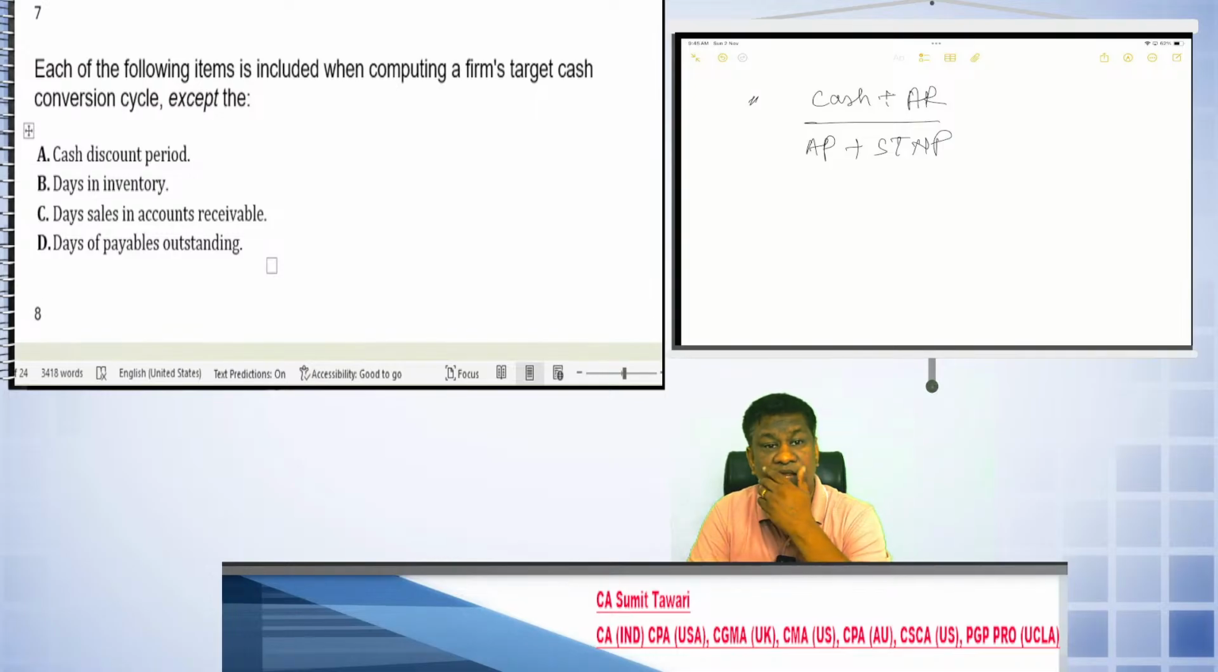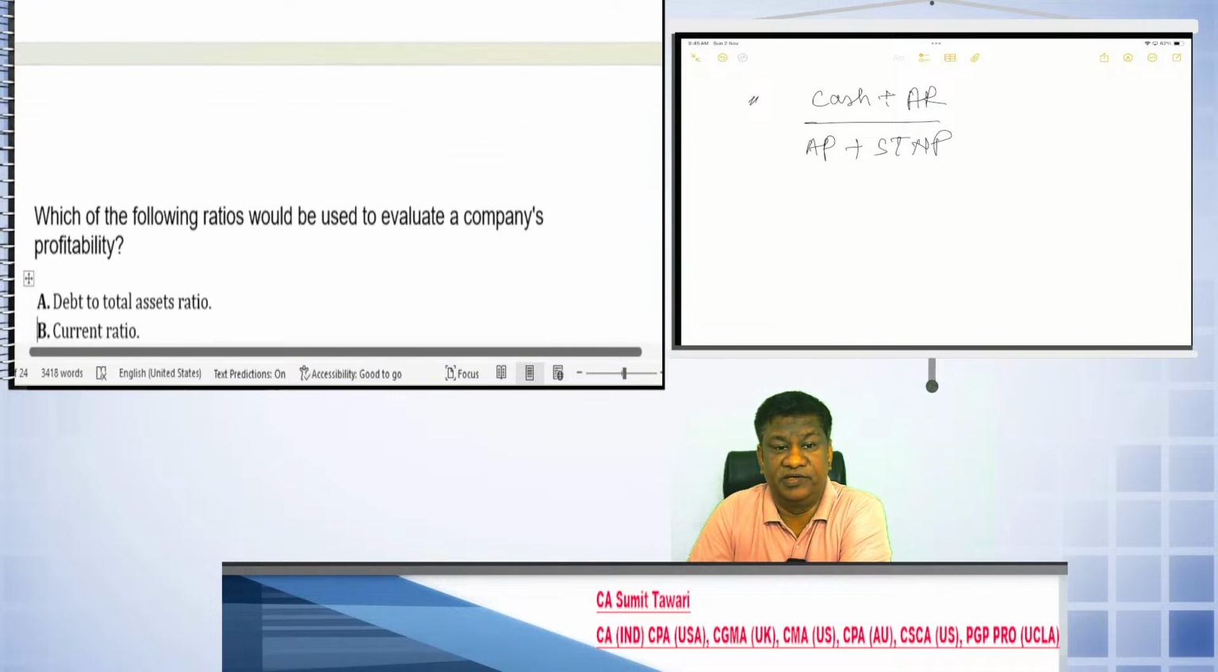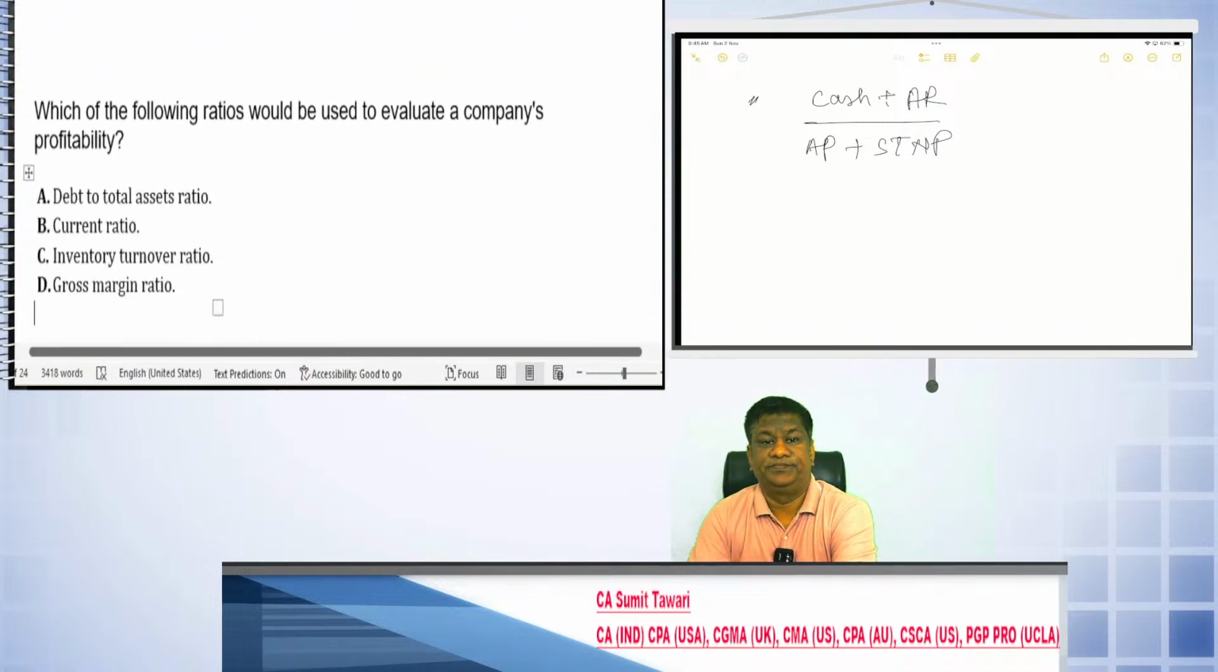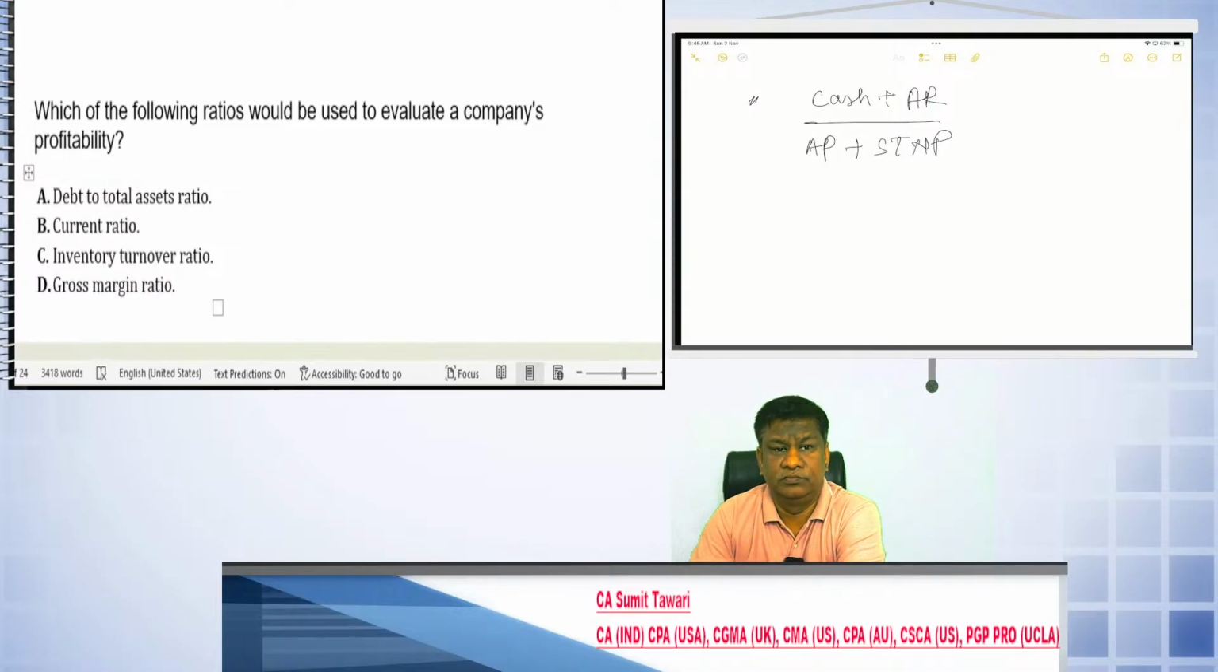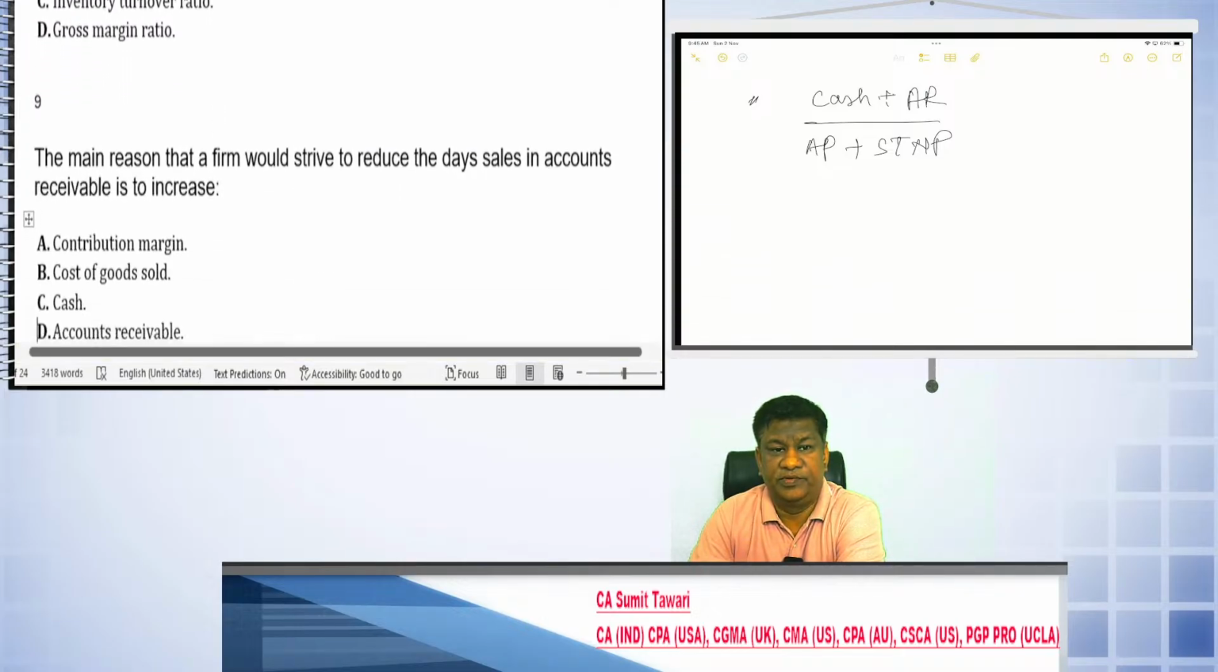A, because it is not part of the CCC, the target cash conversion cycle. Cash discount period. Yes. Question number 8. Gross margin ratio. Correct. D. Right. Question number 9.